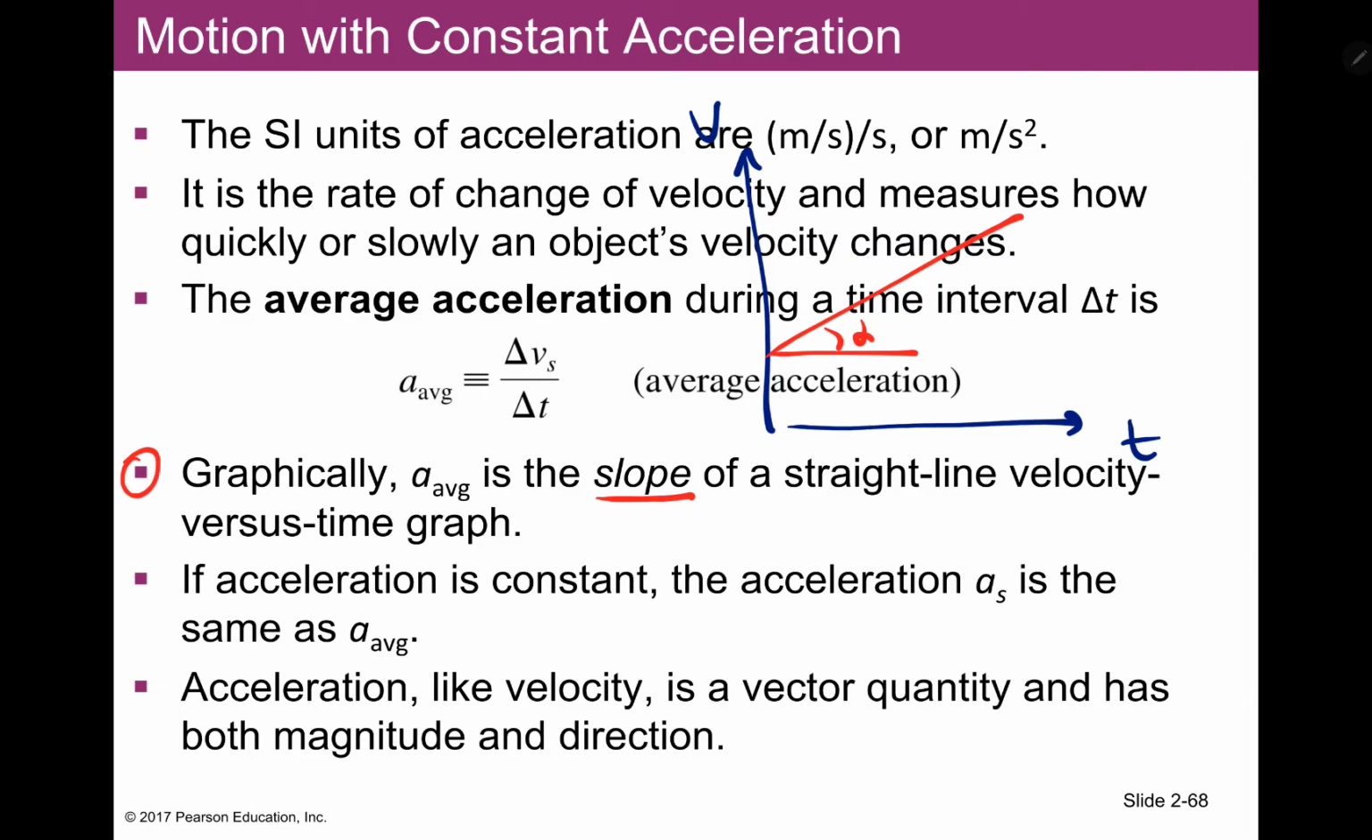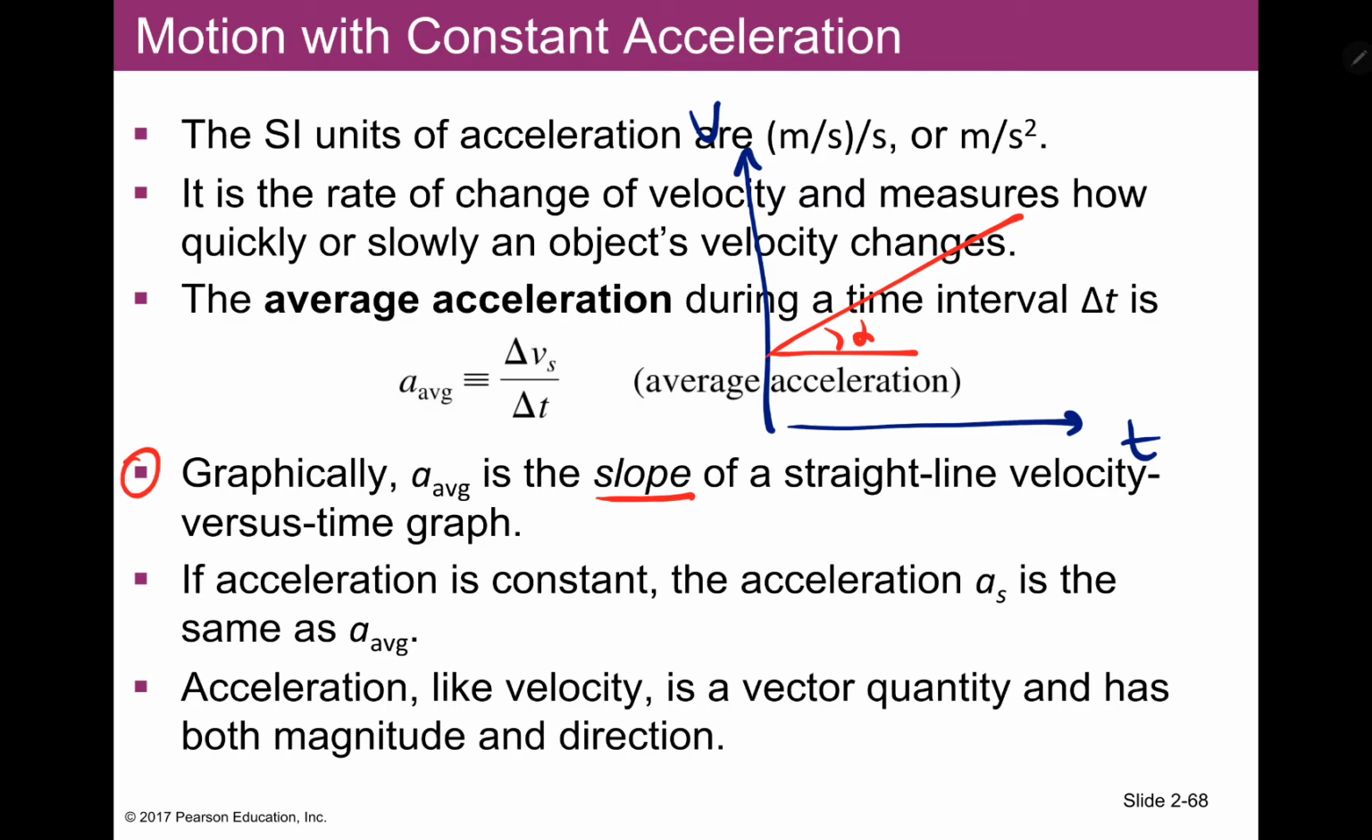This is very important. But don't forget, you should have a velocity time graph. For a velocity time graph, slope will be equal to acceleration. So don't confuse it with the previous one. In the previous case, we had a position time graph. In that case, slope was equal to velocity.